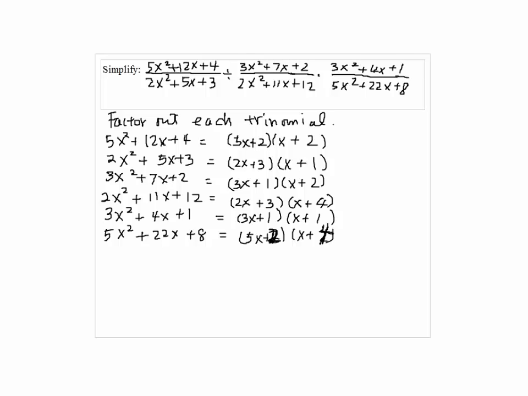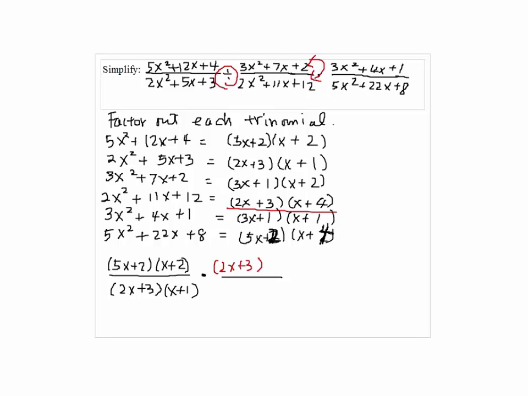So let's go back to the original fractions. The first one is written as 5x plus 2 times x plus 2 over 2x plus 3 times x plus 1. Now, since we have a division sign between fractions, we're going to change it to multiplication and flip the second fraction. So we have 2x plus 3 times x plus 4 on the numerator, and on the bottom we have 3x plus 1 times x plus 2. Now, finally, we multiply by the third fraction, which is 3x plus 1 times x plus 1 over 5x plus 2 times x plus 4.